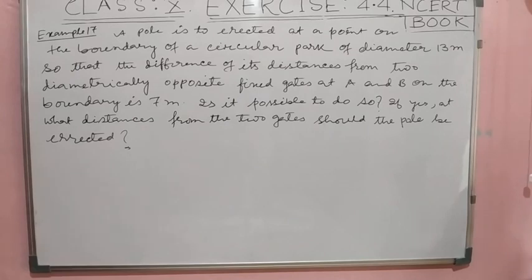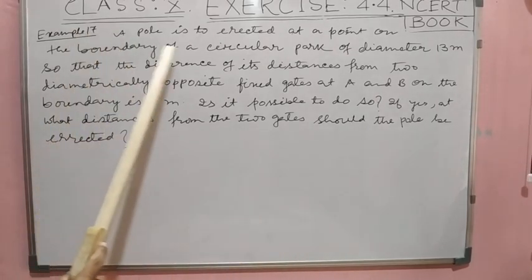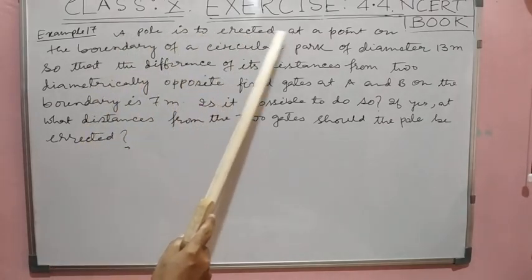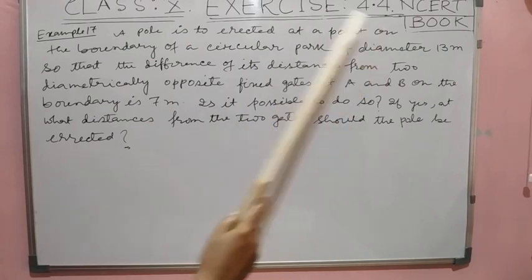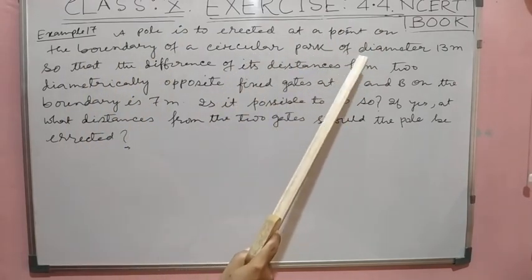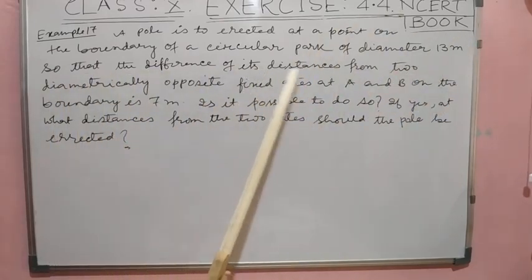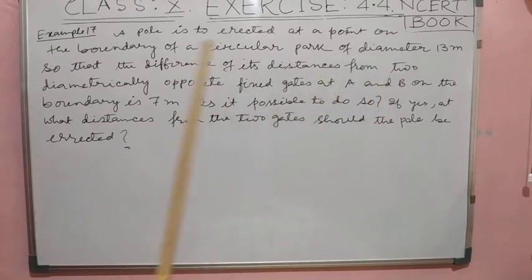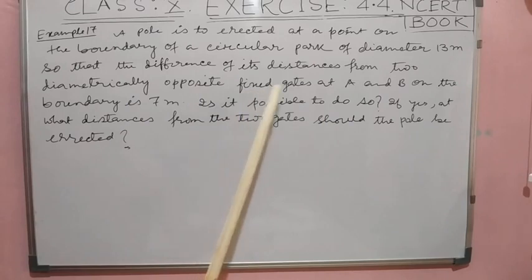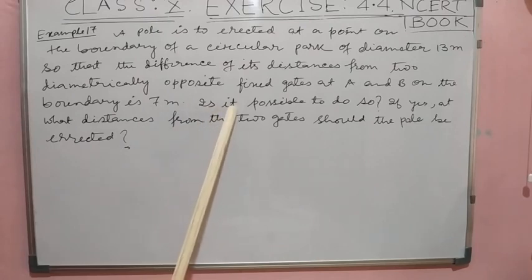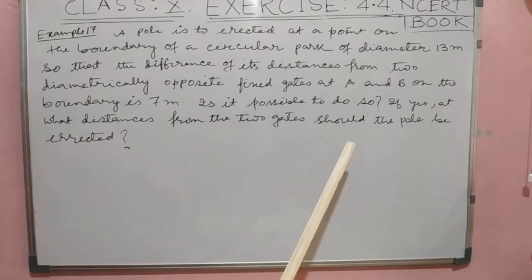Okay. Now see, example 7 is very important question. Here given a pole is to be erected at a point on the boundary of a circular park of diameter 13 meter, so that the difference of its distances from two diametrically opposite fixed gates at A and B on the boundary is 7 meter. Is it possible to do so? If yes, at what distance from the two gates should the pole be erected? So this is the question.